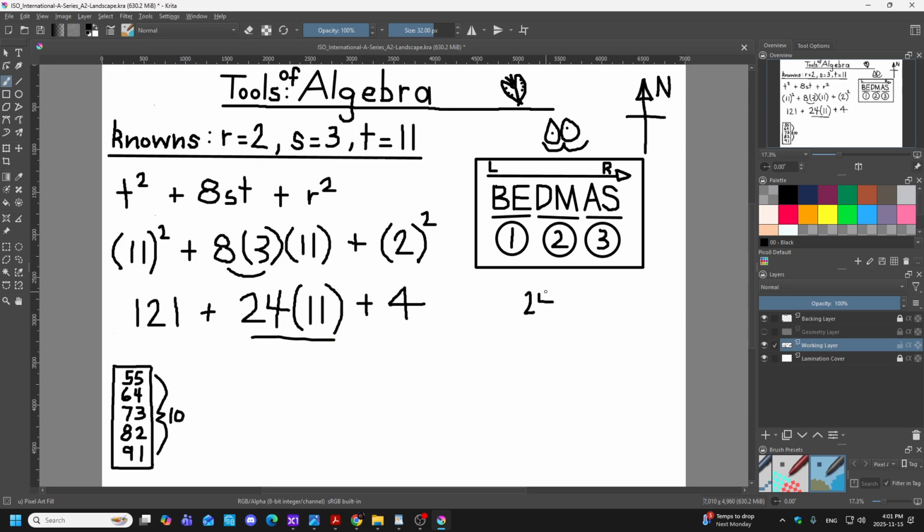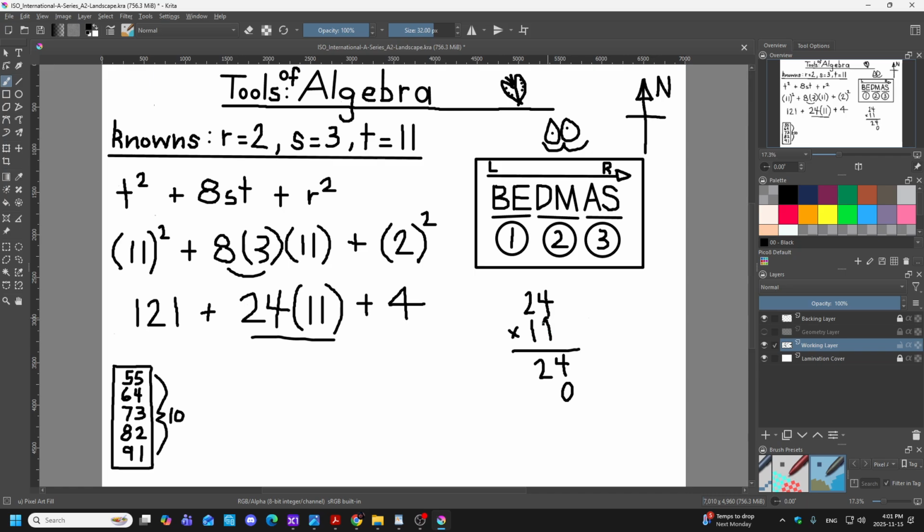24 multiplied by 11. 4 times 1, 4. 2 times 1, 2. 0 place filler. Why a 0 place filler, do you ask? It's because now we're on the tens place. That's why.